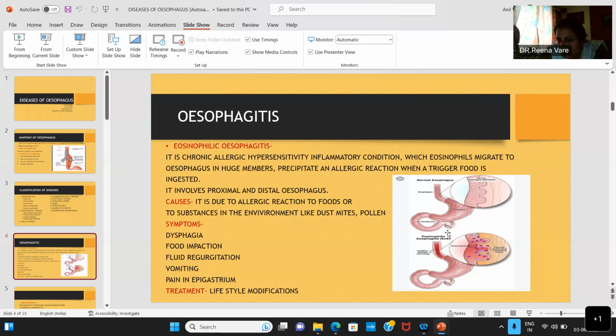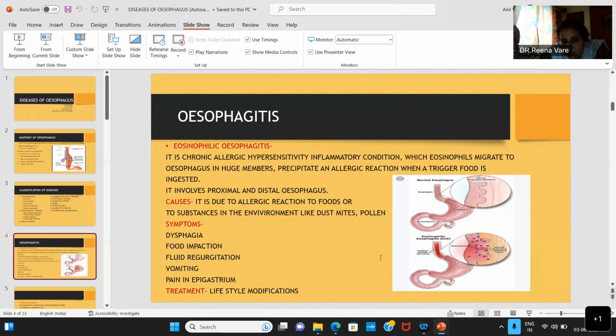Now, these are the eosinophils which you can see. So patient will come to us with a history of dysphagia and a sensation of food impacted in the esophagus. He'll have a choking sensation where he says that the food is stuck inside my esophagus, or the food tract is having severe pressure, he will complain. There will be regurgitation of fluid. At times there may be vomiting or there may be pain in the epigastrium.